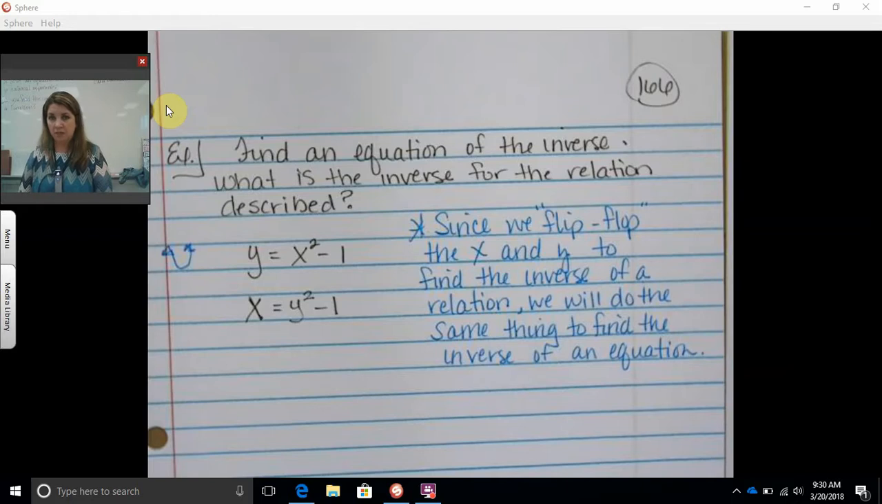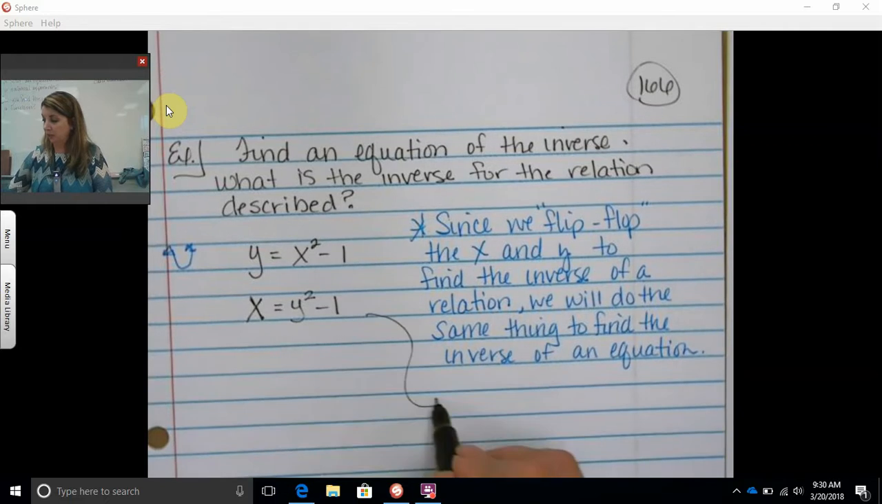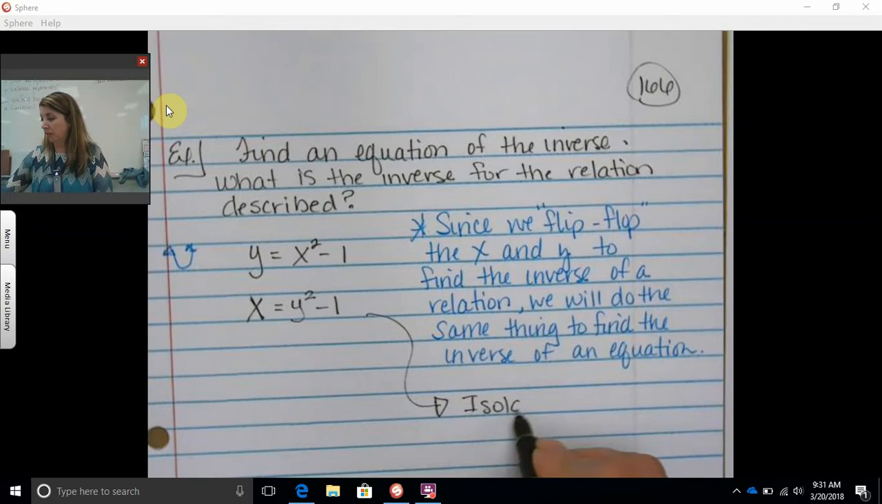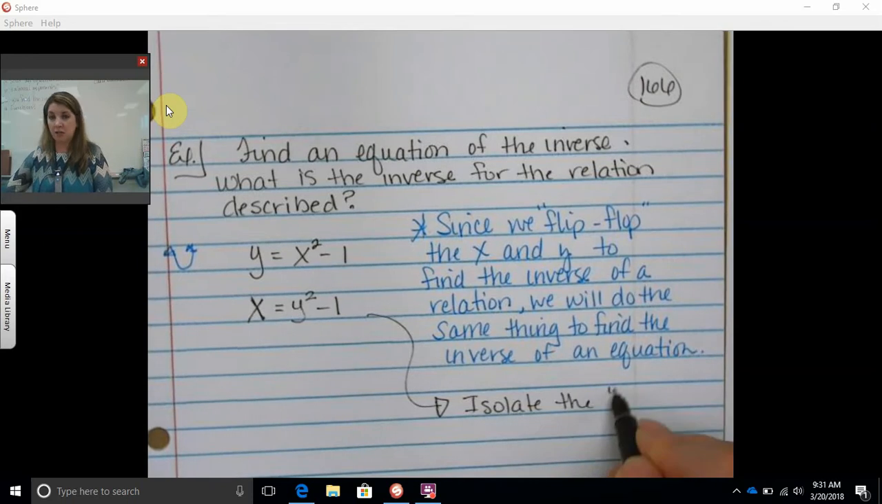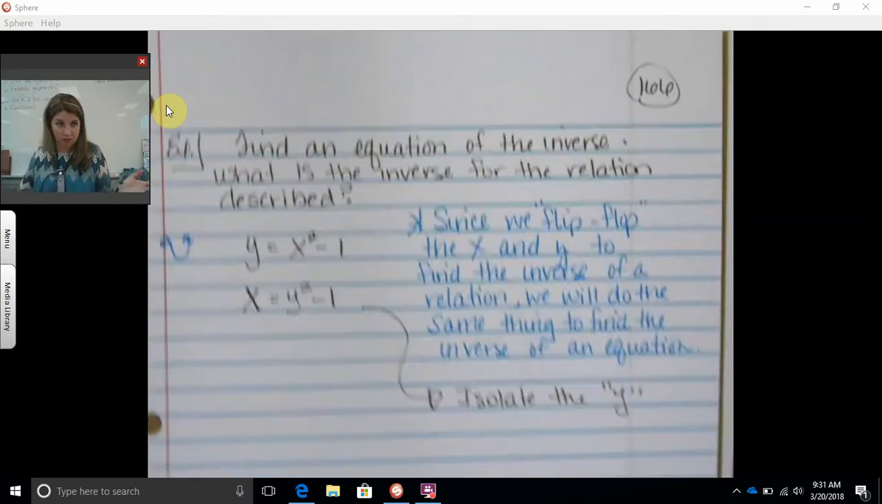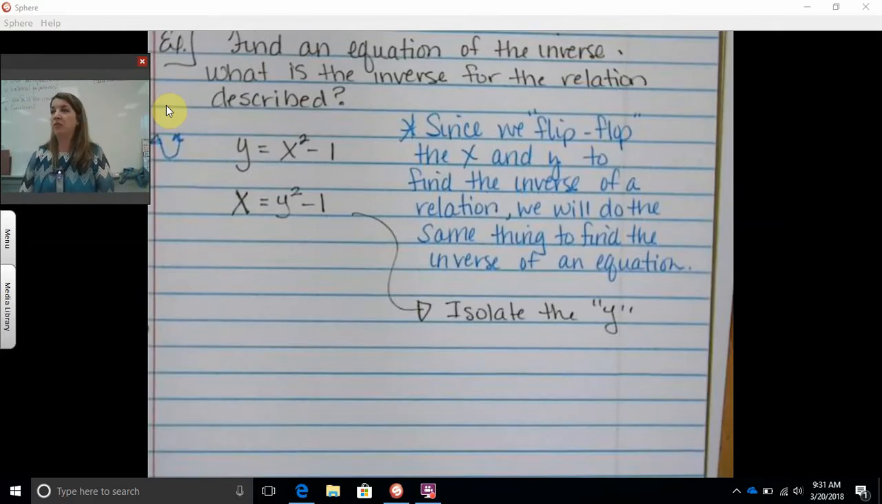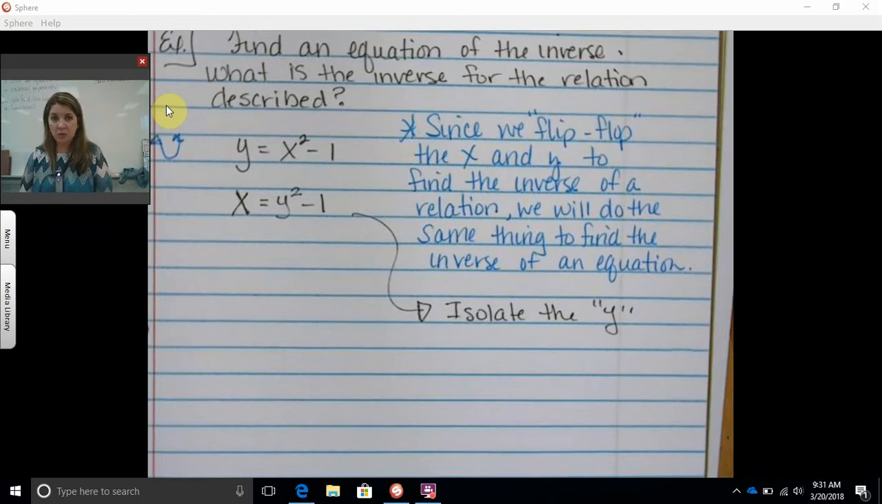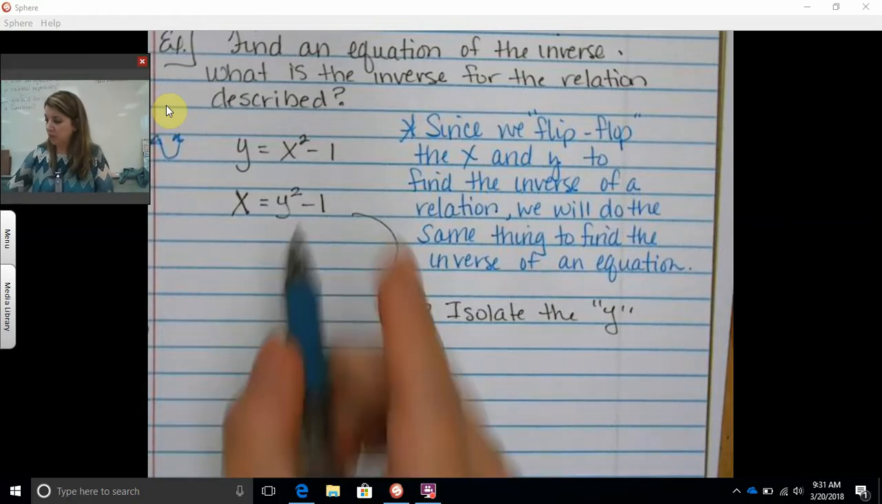That's not where you stop. Now we've got to isolate the y all over again. Okay? And that's always going to be different. Each problem is going to be different. I can't possibly give you an example of every problem you're going to come across. You just have to look at it and say, what can I do to get this y all by itself? So in this case, what's the first thing we're going to do to start trying to get y by itself? Add 1 to both sides.